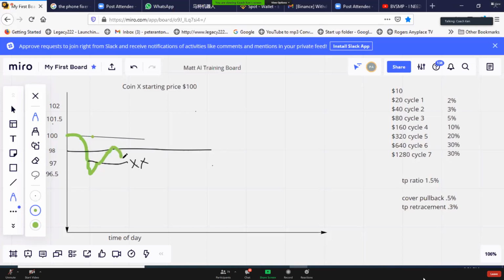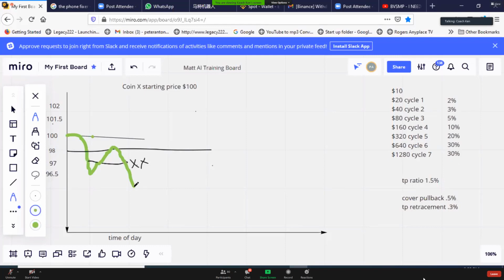So now your average price is still at 98. The next cycle would be 3% down from the 98 point, okay? So if it goes down 3%, that's roughly about 94.5 or something like that. I don't know exactly. Once it hits the 94.5 range, it's not going to alert the buy yet until it retraces the 0.5%, the cover pullback.